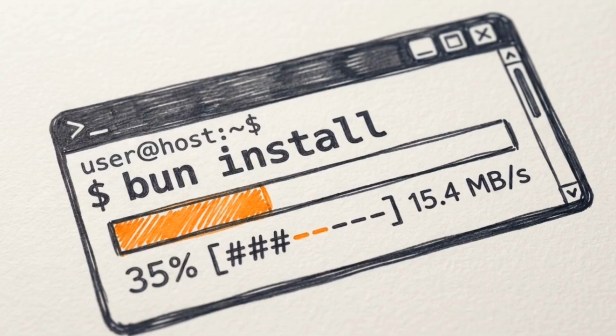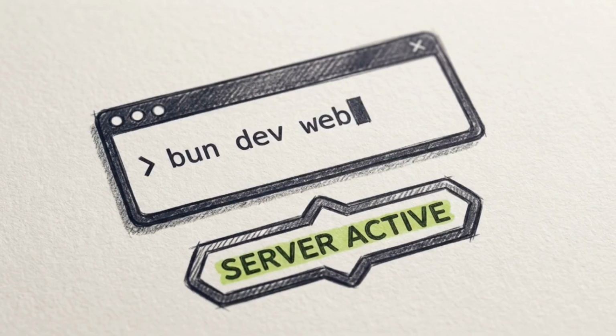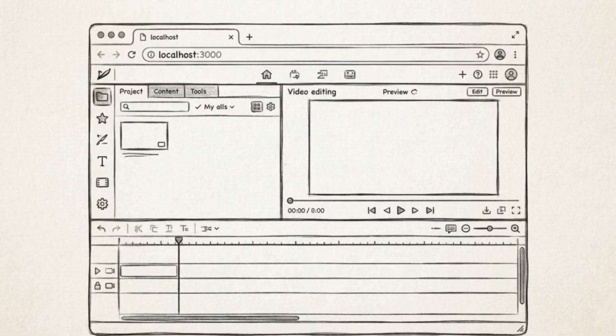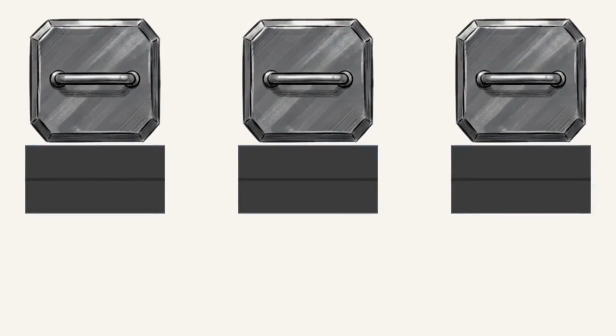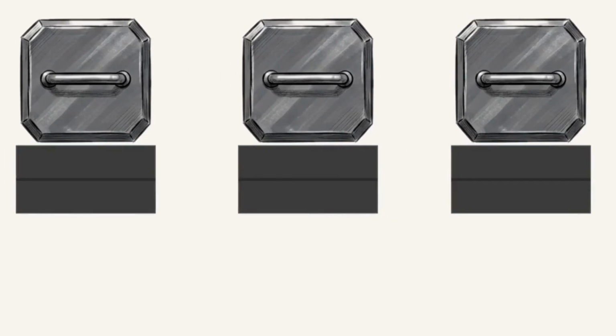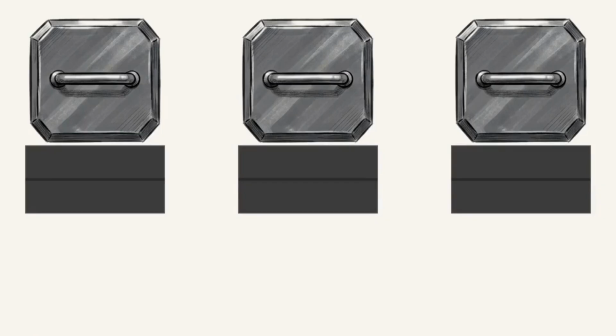Step 2 is compiling the front end. Run bun install to fetch the workspace dependencies, and then execute bun dev web to boot the local server. Once the terminal confirms the server is active, open your web browser and navigate to your local host address to load the interface. OpenCut organizes its timeline using what it calls scenes. A scene is a self-contained, independent timeline, allowing you to manage distinct video chapters without them interfering with one another.